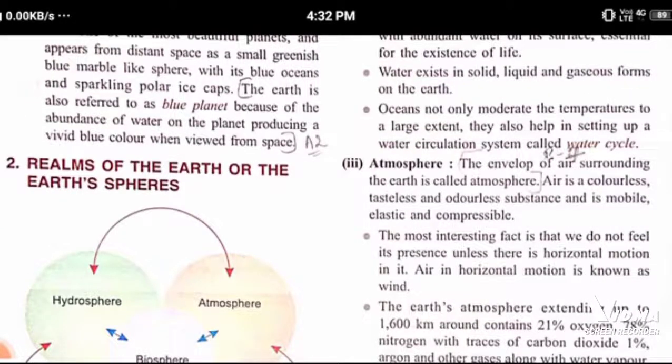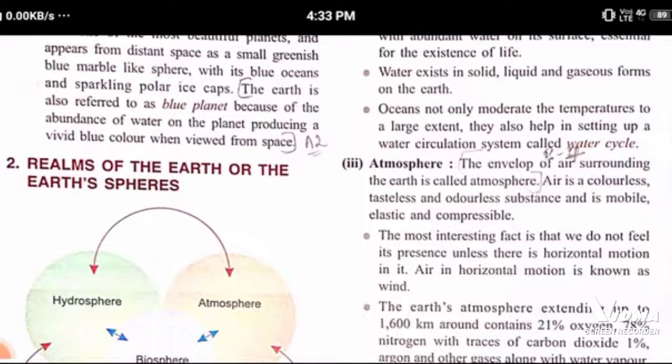Oceans not only moderate the temperature to a large extent, they also help in setting up a water circulation system called the water cycle. I will explain the water cycle now, and we will discuss it again at the end, but I would like to tell it in my own language.